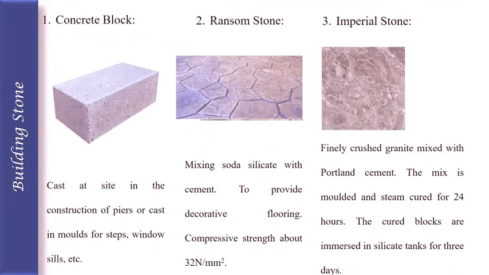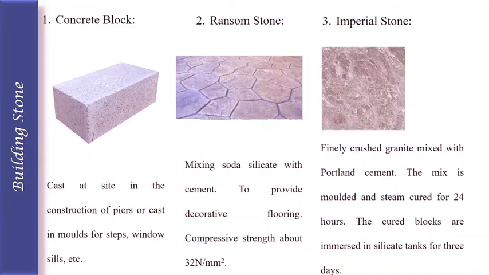First is concrete block. It can be cast at site in the construction of piers, or cast in molds for steps, window sills, etc. The second one is ransome stone. These ransome stones are prepared by mixing soda silicate with cement. They can also be provided as a decorative flooring. Ransome stone is also called chemical stone, and it has a compressive strength of about 32 Newton per mm square.